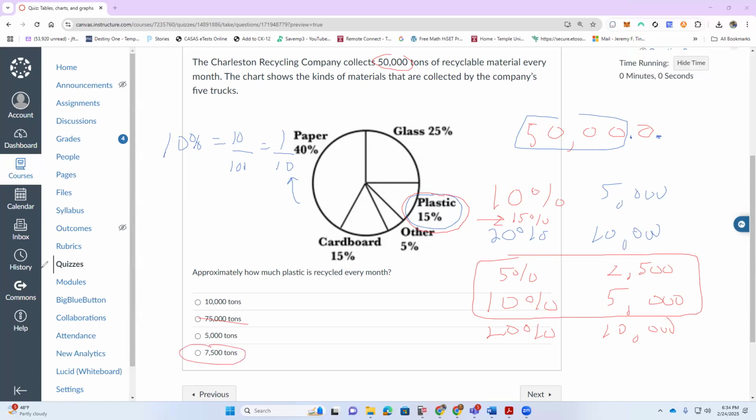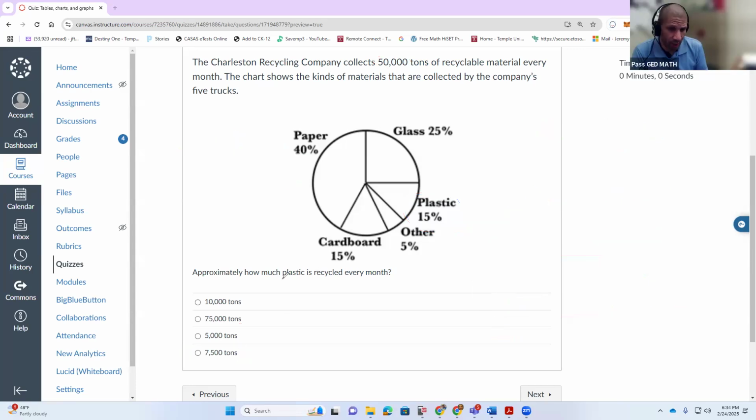The algebraic way was to say, okay, what percent is plastic? 15%. Change that to a decimal. Say part equals whole times percent.